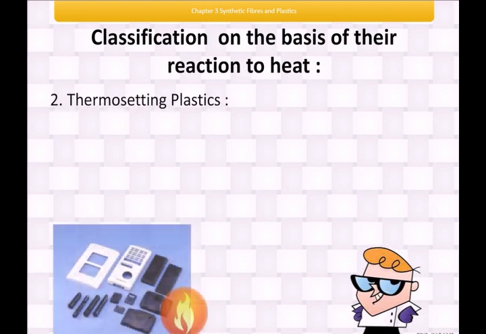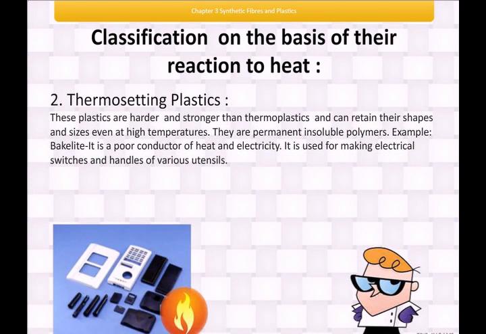Thermosetting plastics. These plastics are harder and stronger than thermoplastics and can retain their shapes and sizes even at high temperatures. They are permanent insoluble polymers. Example, bakelite. It is a poor conductor of heat and electricity. It is used for making electrical switches and handles of various utensils.